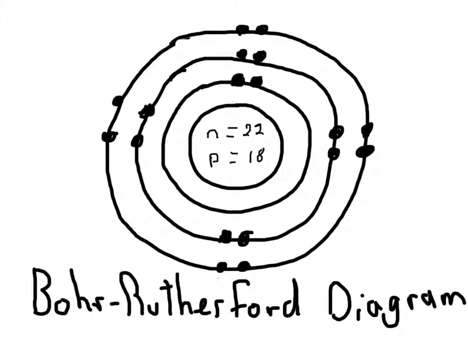In a Bohr-Rutherford diagram, you have the nucleus, which is a little circle in the middle, and then you have the rings, also known as orbits, around it containing electrons. The first orbit of the electrons surrounding the nucleus can hold a maximum of 2 electrons. As you add more orbits onto the diagram, the maximum number of electrons allowed on them is 8.